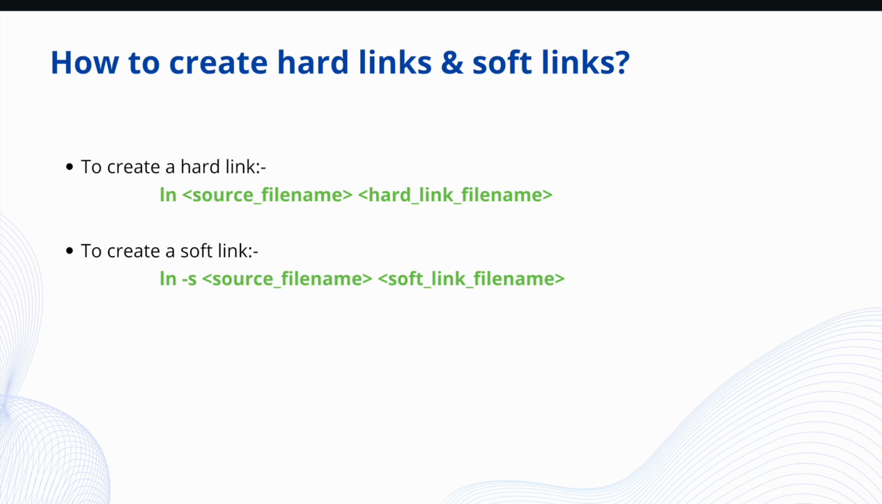To create a hard link, this is the syntax: ln, source file name, and then the hard link file name. By using this command, you can create a hard link. And to create a soft link, you need to pass ln -s, source file name, and then the soft link file name. By using this command, you can create a soft link.